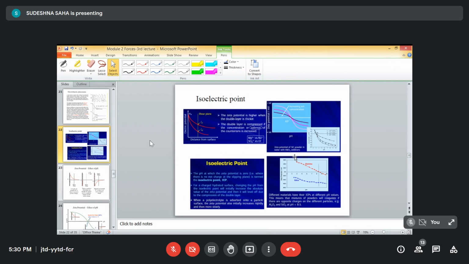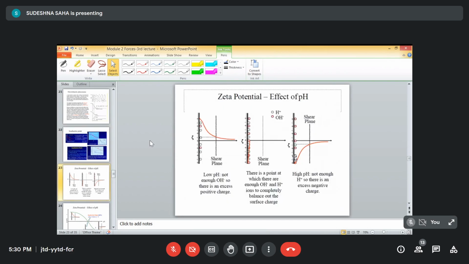And this is another important point, which is known as the isoelectric point. Zeta potential is highly dependent on pH, as well as ionic strength. Now at low pH, when you don't have enough OH or hydroxyl ions, there will be an excess of positive charge, and you will find that the zeta potential value is something like this.